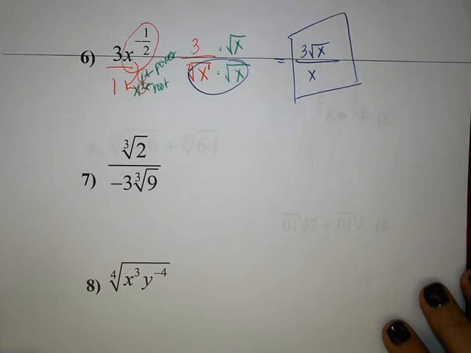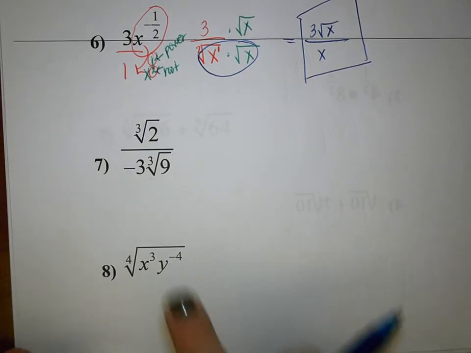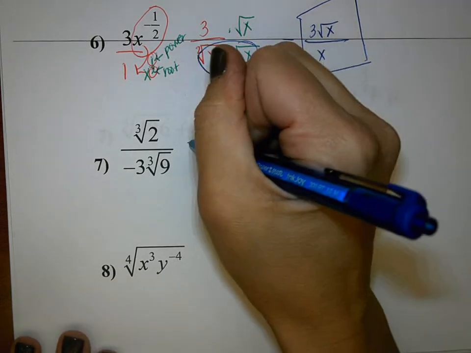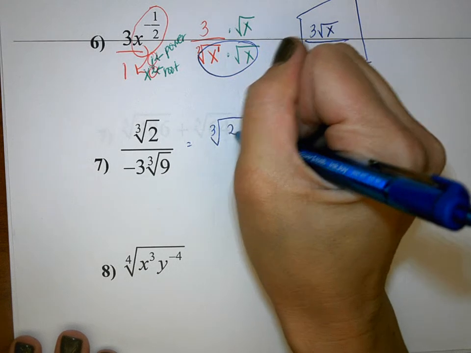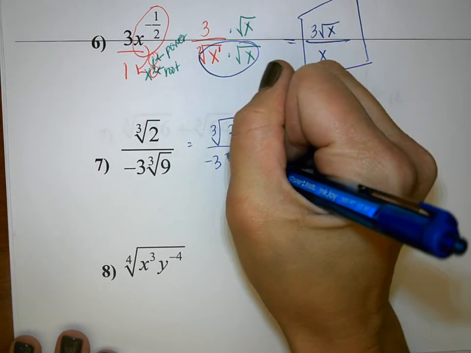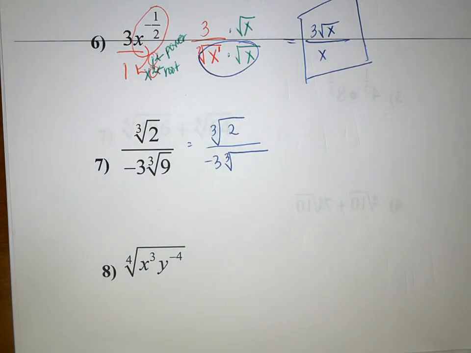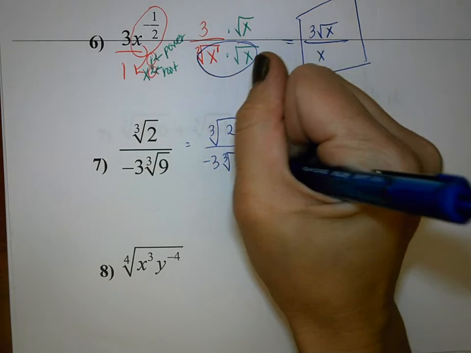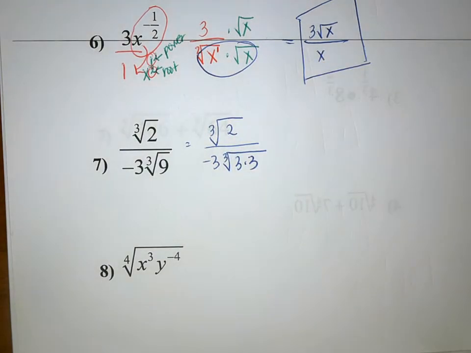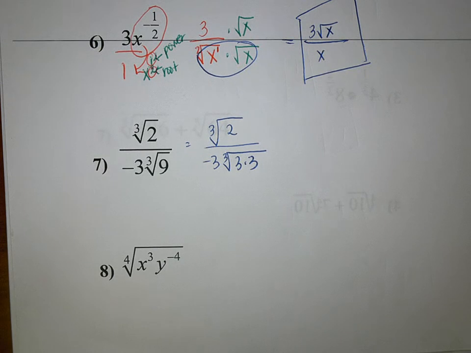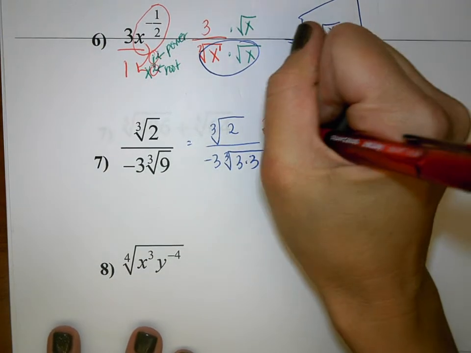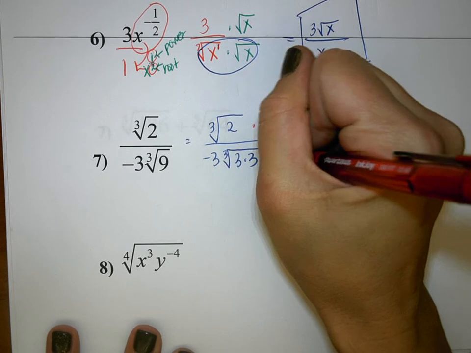Is it okay to have a negative number? Yes, it's just not okay to have a negative exponent. So I'm going to rewrite this. We have the cubed root of 2 on top. On the bottom, I have negative 3, and I have the cubed root of, and 9 breaks down to what? 3 and 3. Okay, so how many more 3's do I need? 1. So I multiply by the cubed root of 3 to both the top and the bottom.